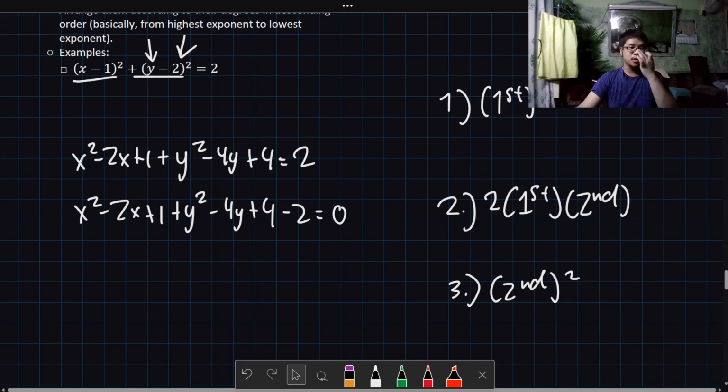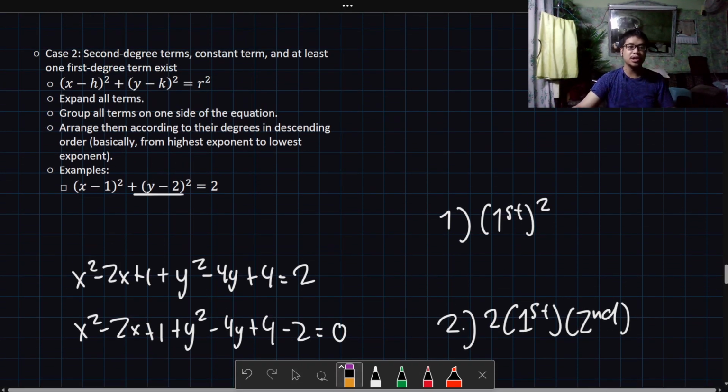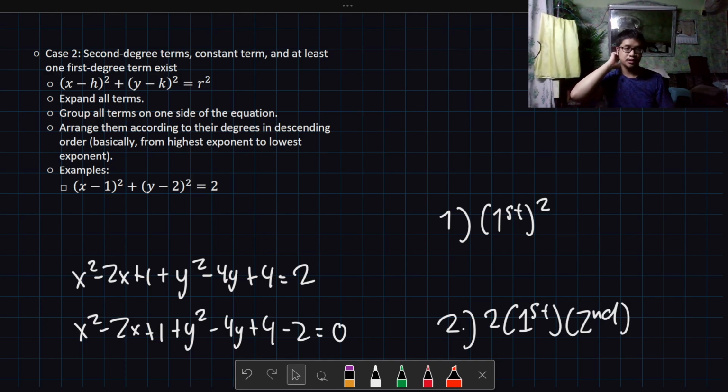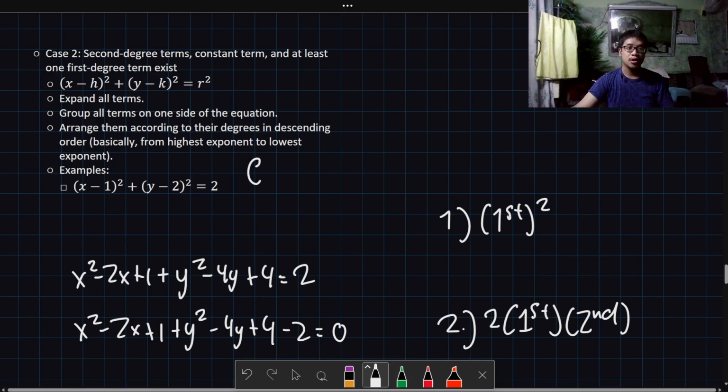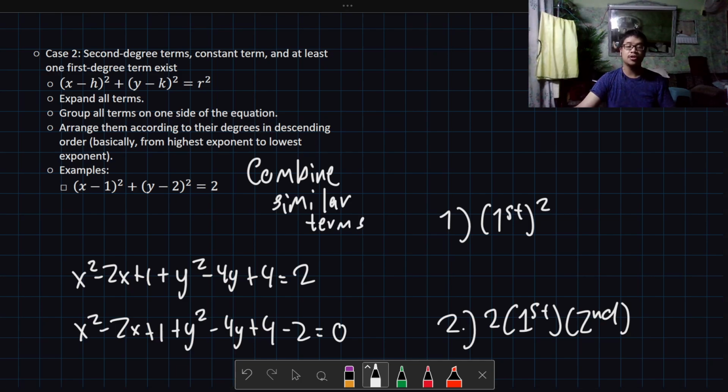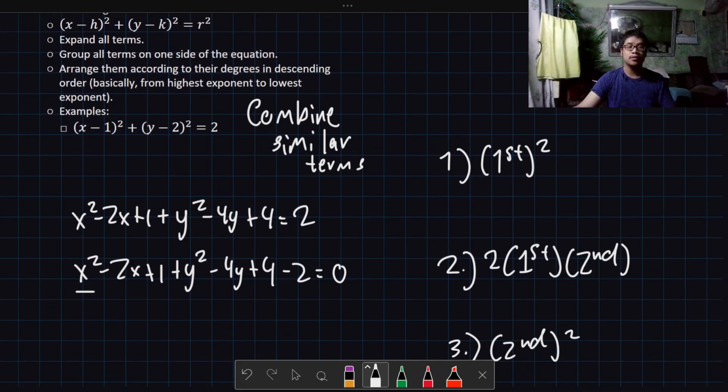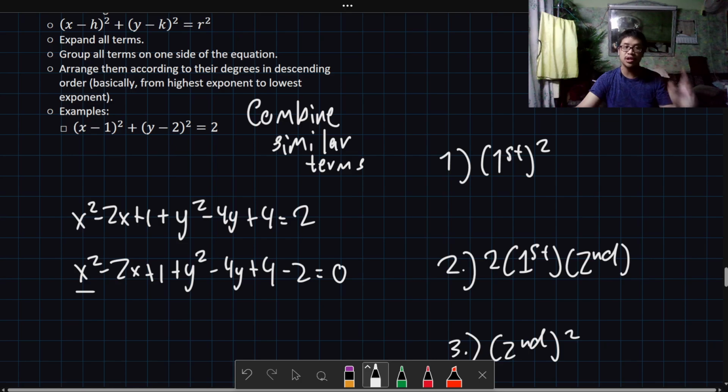But anyway, there's another step here to include: combine similar terms. There are terms that are like or similar, so you can combine them. Let's start first with x squared. Are there any terms that have x squared aside from x squared itself? No one, so we're just going to leave it.